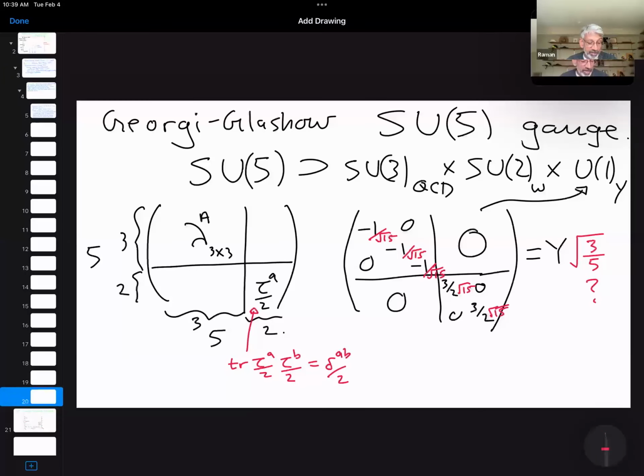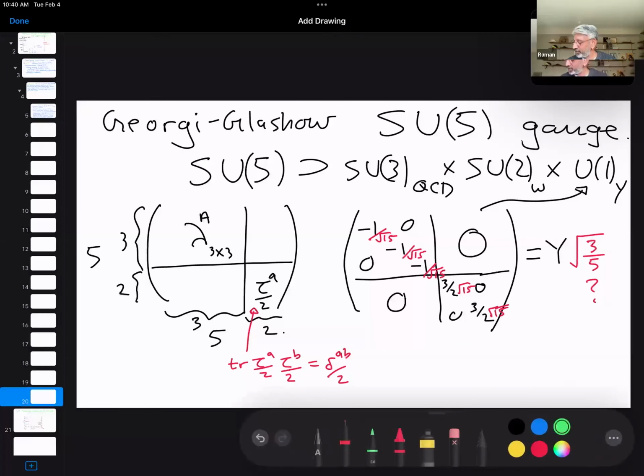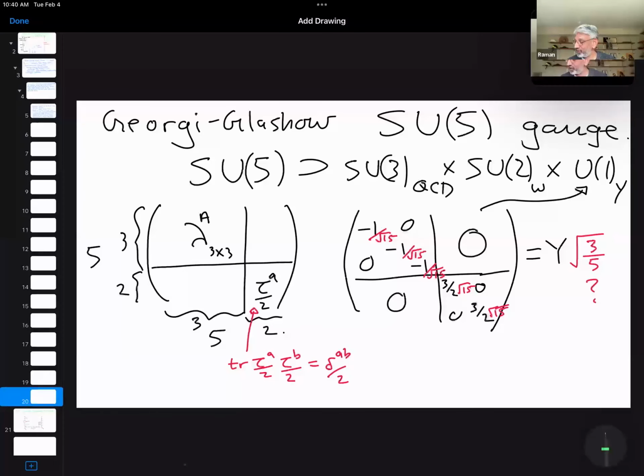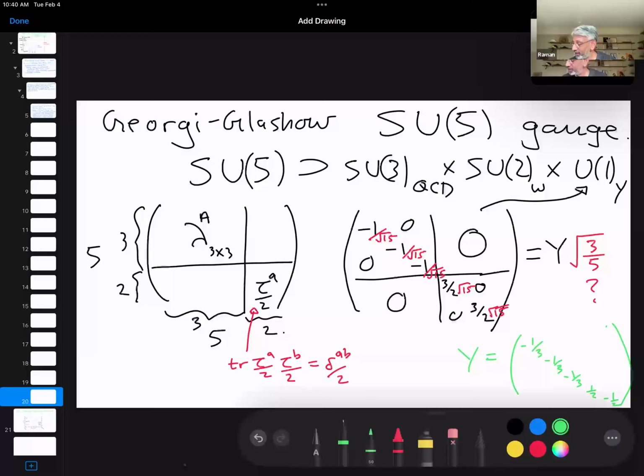But there's a standard model sitting inside. Now you see it. So if you really want to write it separately, if I just solve for Y, putting in the root 3/5, Y now has a simpler form. It just looks like -1/3, -1/3, -1/3, 1/2, and -1/2. Okay, so that has fewer square roots in it, and that will be something you'll recognize soon. So you can see that out of the 24 generators we'd expect of SU5, we've accounted for 12 of them, namely the standard model generators. There are 12 extra generators that are missing, and you can see where they are quite easily.